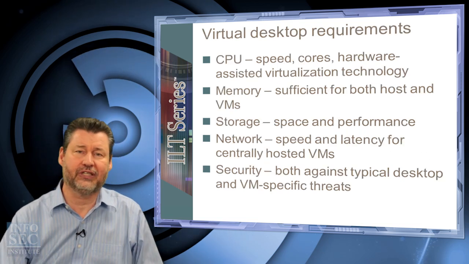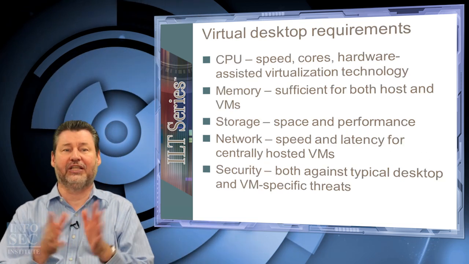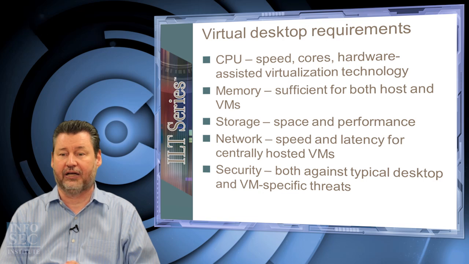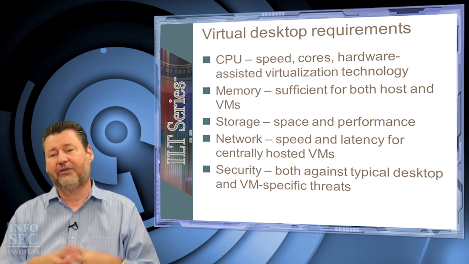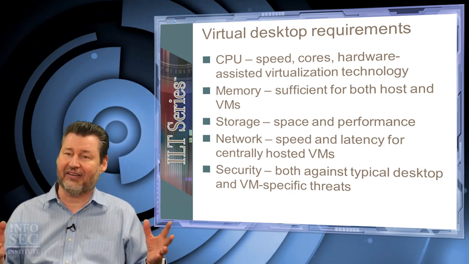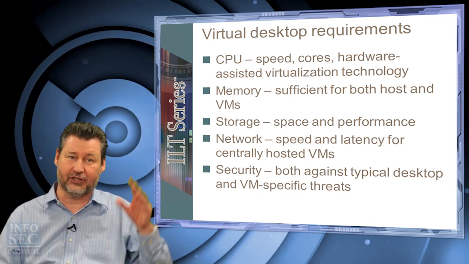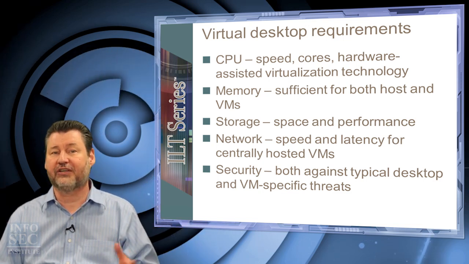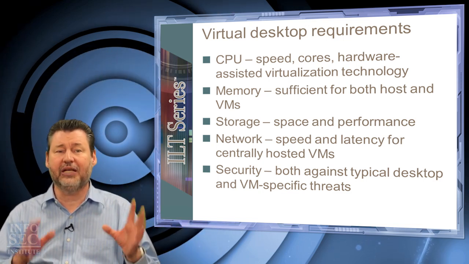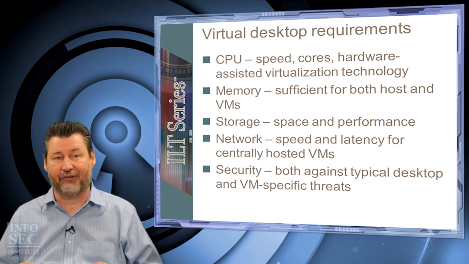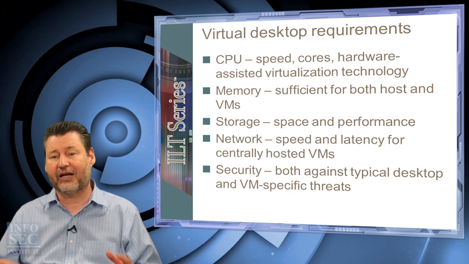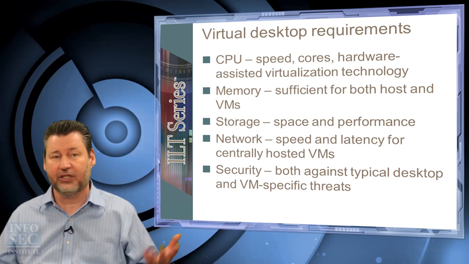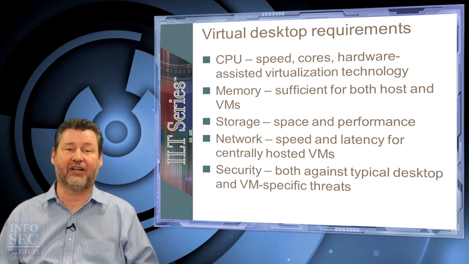Now, the virtual desktop requirements: you have to have enough CPU for that virtual machine to run. Remember, if you want to run Aero Glass, you've got to have at least a 1 gigahertz processor. So you've got to set aside 1 gigahertz, how many cores, hardware-assisted virtualization technology. The CPU you have may make a difference. If you don't have a CPU that can support enough machines, you might not be able to effectively virtualize.